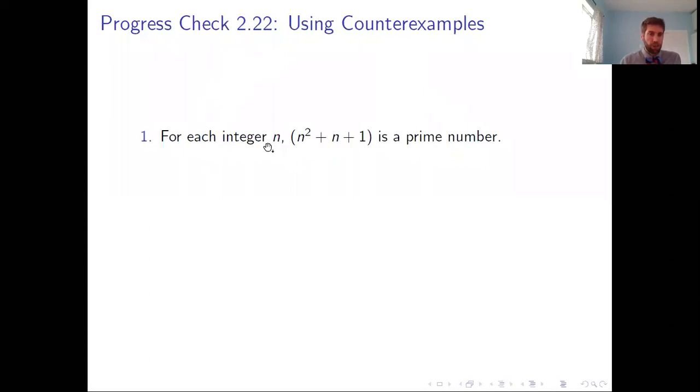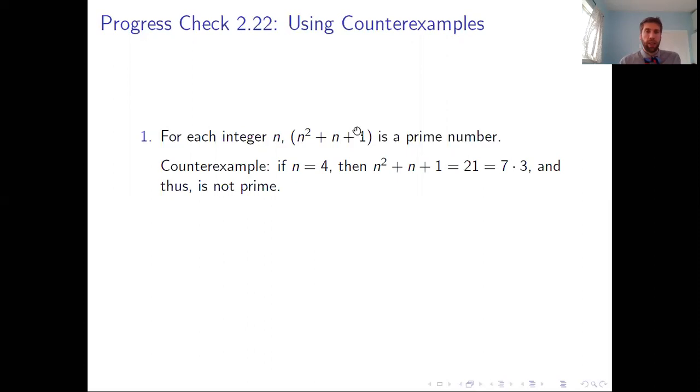So to prove that it's not true, you have to find an n that doesn't work. Well, if I try 1, 1 squared plus 1 plus 1 is 3. That's prime. If I try 2, that's 4 plus 2 plus 1, that's 7. 7 is prime. If I try 3, I've got 9 plus 3 is 12 plus 1 is 13. If I try 4, 4 squared is 16 plus 4 is 20 plus 1 is 21. Hey, 21 is not prime because it's 7 times 3. So that's our counterexample.